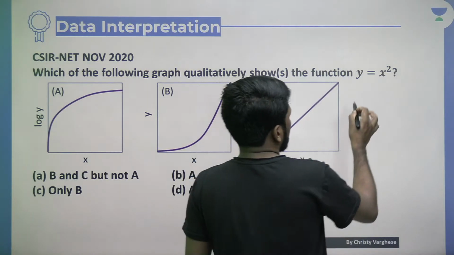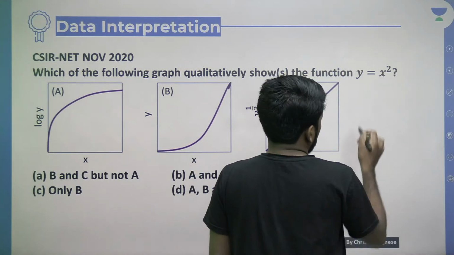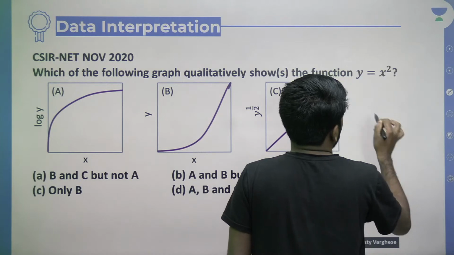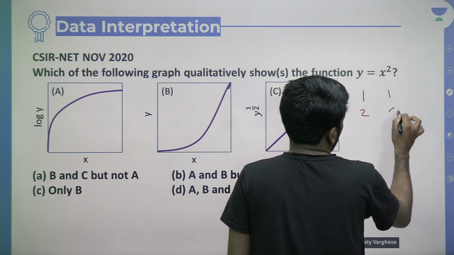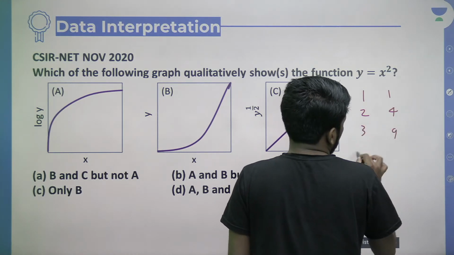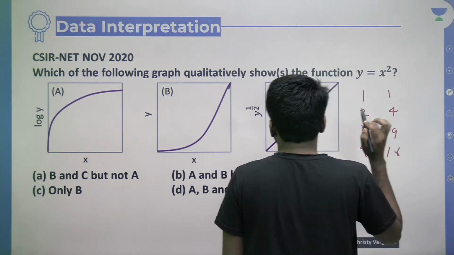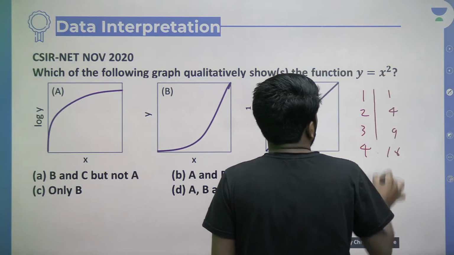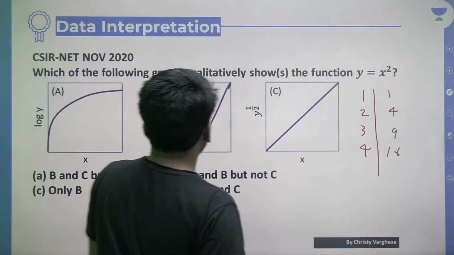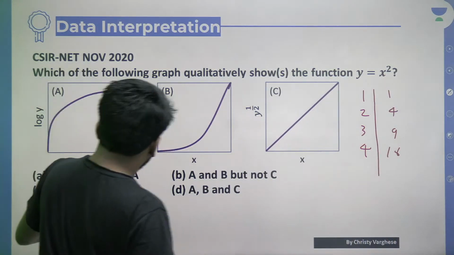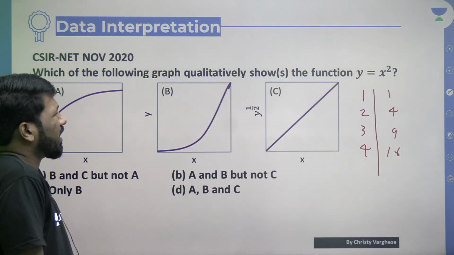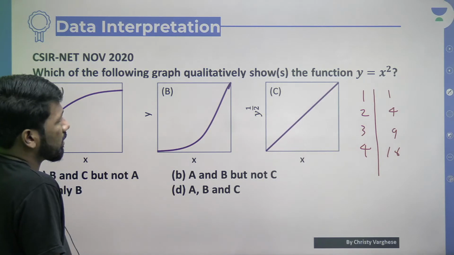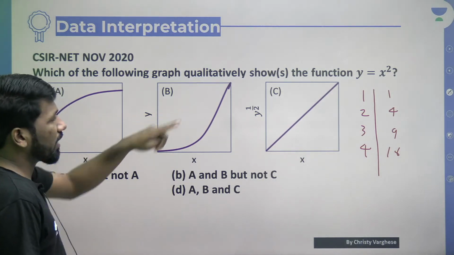That means when y is 1, x square is 1 itself, y is 2, x square is 4, y is 3, x square is 9, y is 4, x square is 16, and so on. Okay, but here this is x log y graph. X log y graph. How will the x log y graph look like? What is y? X square.